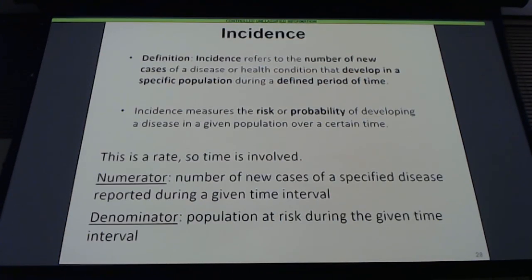Incidence versus prevalence. Okay. The definition of incidence refers to the number of new cases, right? We just mentioned that, new cases of a disease or health condition that develop in a specific population during a defined period of time. Okay. So there's three things in there. New cases, specific population, defined period of time. And what's going to tell us? It's going to tell us the risk or probability of developing the disease. That's what this is going to tell us.